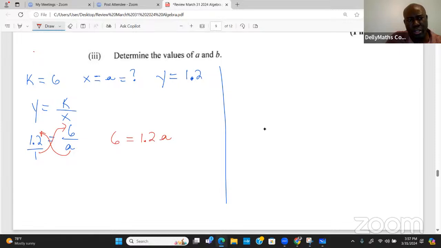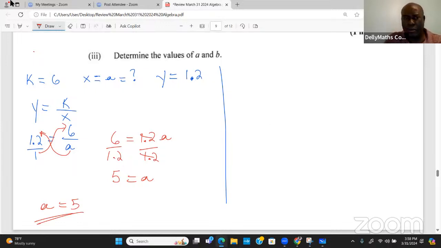So I do a quick cross multiplication. I'm going to divide both sides by 1.2, and that's going to tell me what it is. So 6 divided by 1.2, we'll get 5. So A is equal to 5. So there it is that we have an A value of 5, and we're done with one part.